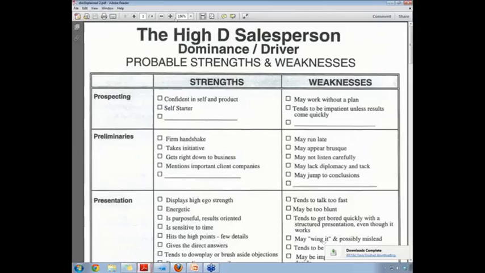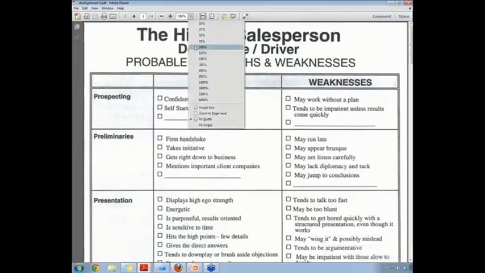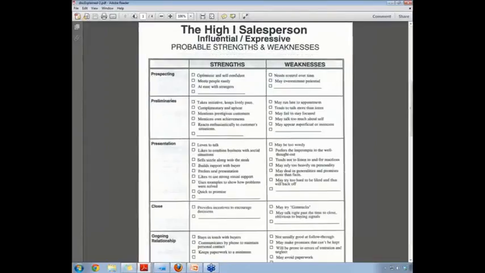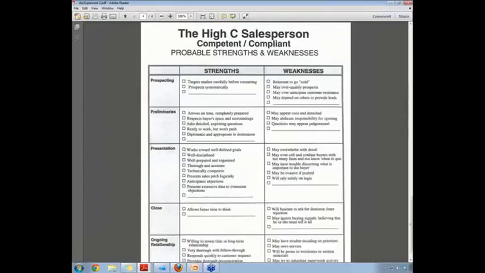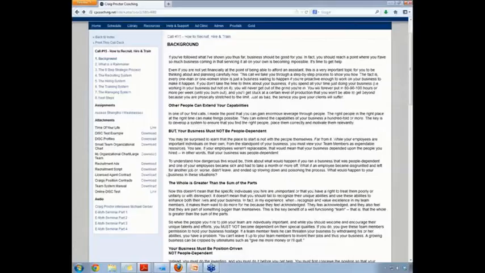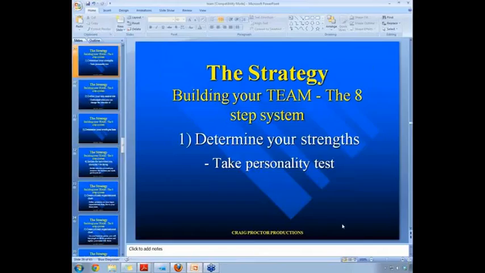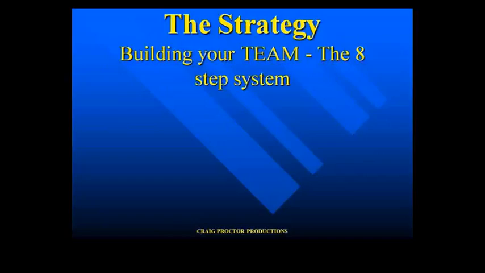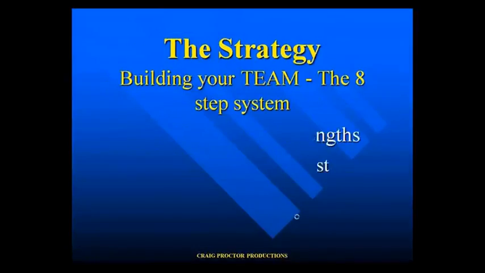You score the test. You've all done this, right? But here it is, high D personality. Let's go down to 100% here. High D, high I, high S, high C, it tells you everything about this, but I won't bore you with all that. You can read that later. But you're going to take the test. That's step number one.